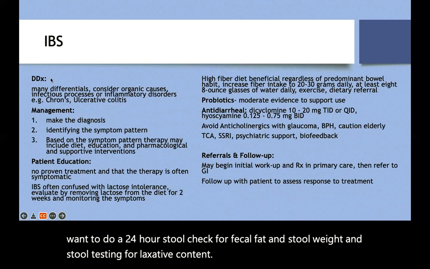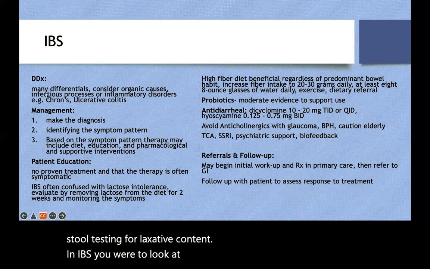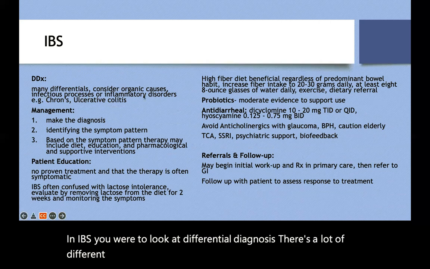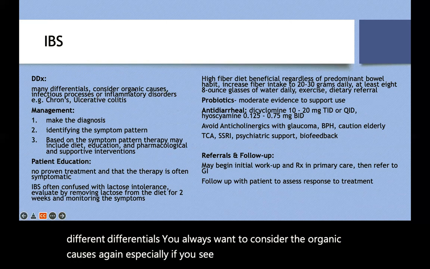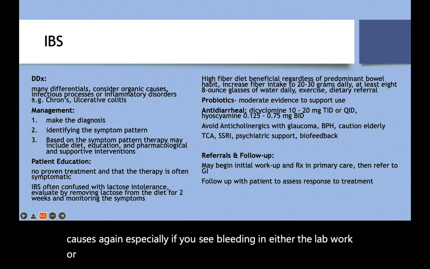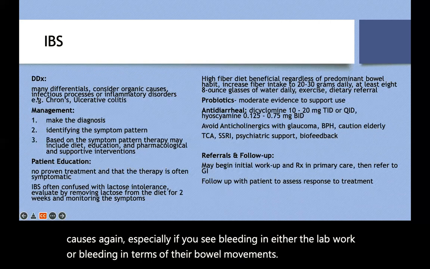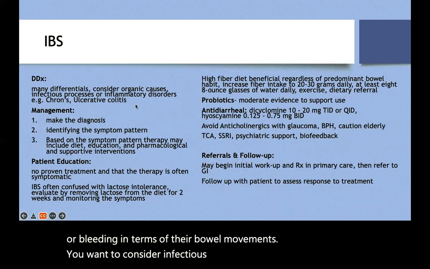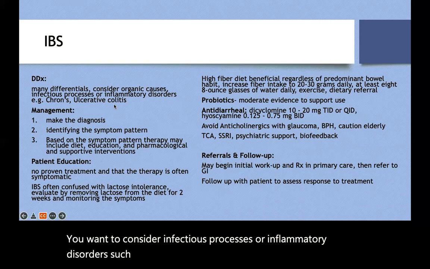In IBS, you're going to look at differential diagnoses. There's a lot of different differentials. You always want to consider the organic causes again, especially if you see bleeding in either the lab work or bleeding in terms of their bowel movements. You want to consider infectious processes or inflammatory disorders such as Crohn's or ulcerative colitis.